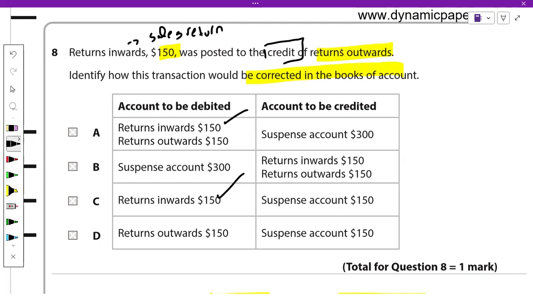That is why now we have to debit the return outwards account. So it means that on the debit side we have two things, and on the credit side, where there is nothing, there would be the suspense account. So on the suspense account we have altogether 300. So option A is the right option.